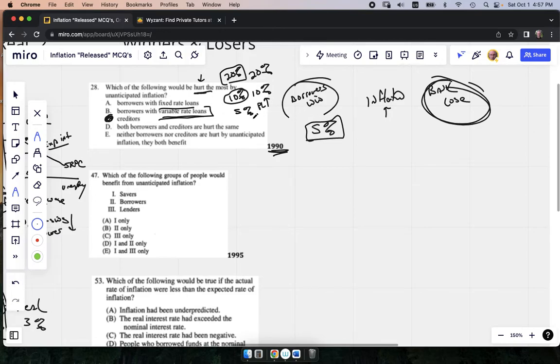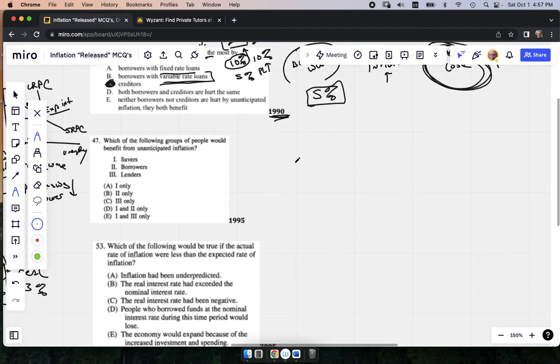So borrowers would not be hurt more. Their loan is going up, but they certainly wouldn't be hurt like a creditor would be. A creditor is going to be damaged much more by that, because we know they lose anytime there's inflation. That's the only thing I can see that might be confusing there.